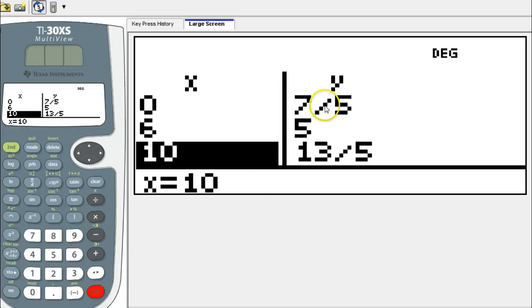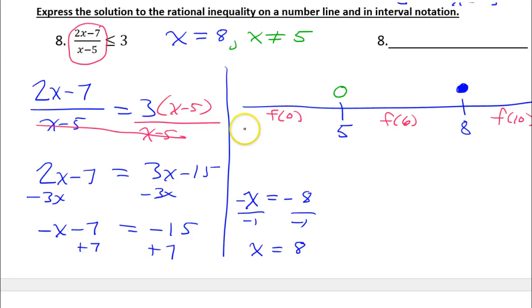All right, so I get 7/5, 5, and 13/5. Don't forget, in each case, we're asking ourselves whether or not it is less than 3. I'm not saying equal to 3 because we already found out that 8 is the one value where it's equal to 3. So that just leaves less than. So is this less than 3? Is this less than 3? Is this less than 3? That's the question.